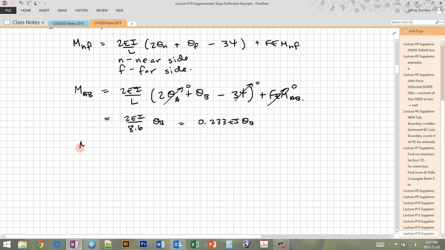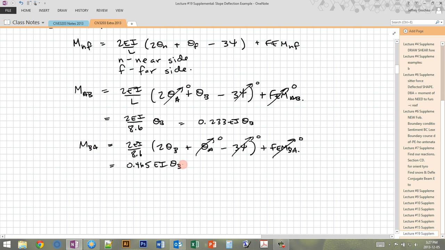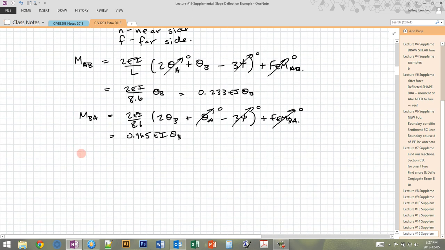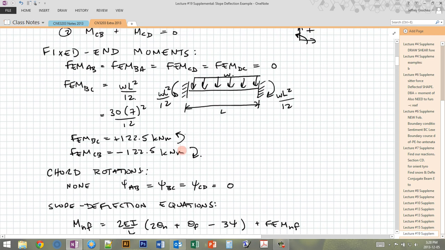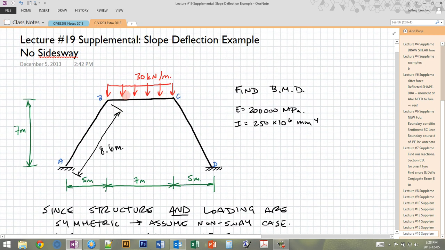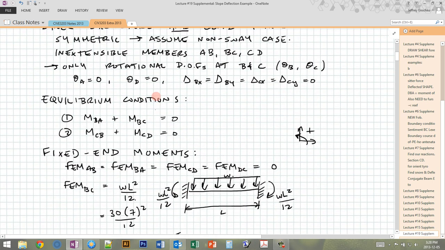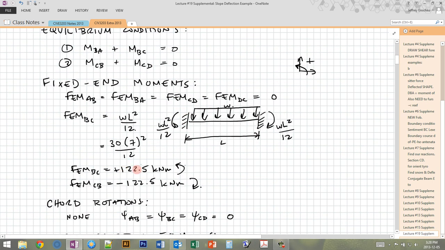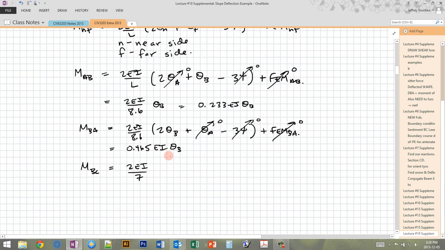And then we can do the same thing for MBA. So theta A again is 0, the chord rotation is 0, FEM is 0. So now we get, again, MBA in terms of theta B, which is 0.465 EI now. Then for BC, it's a little bit more interesting because now we have a fixed end moment. So I have 2EI over 7 as the length. We're looking at BC now, so we're looking at this one with the fixed end moments at either end, which we determined here were 122.5 and negative 122.5.